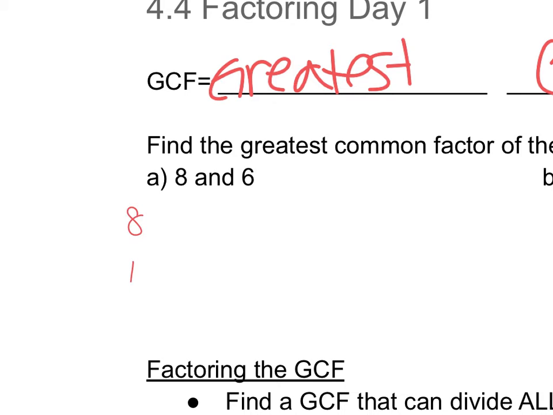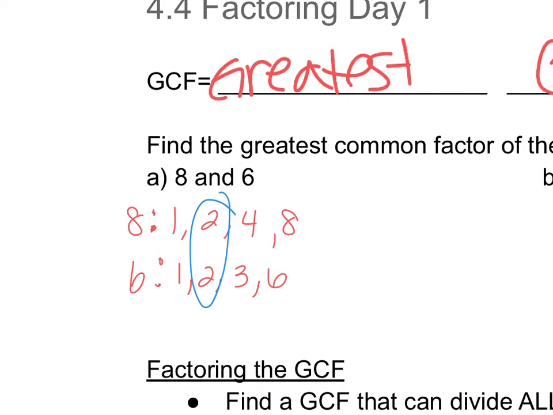So let's talk about 8 and 6. The factors of 8 are 1 and 8, and then 2 and 4. So it's like what divides evenly into the number. And for 6 it would be 1 and 6, 2 and 3. Therefore, the GCF, or the greatest common factor, would be 2.